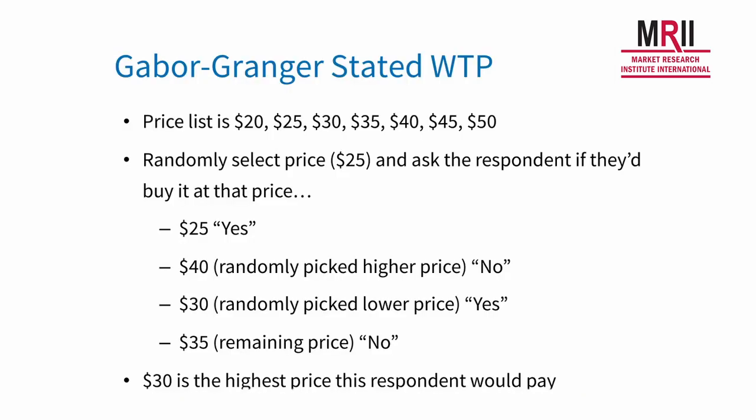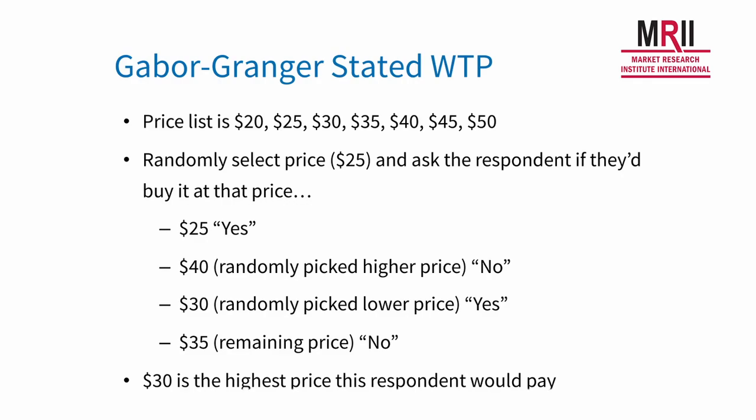Let's imagine that we're talking about a product that we think reasonably has a price range of somewhere between $20 and $50. And so we create a list with, let's say, $5 increments from $20 to $50. Now, for each respondent, we randomly select a price. And let's imagine for respondent number 1, we randomly select $25. And we ask the respondent, would you be willing to buy this product at $25? And let's imagine the respondent says yes.